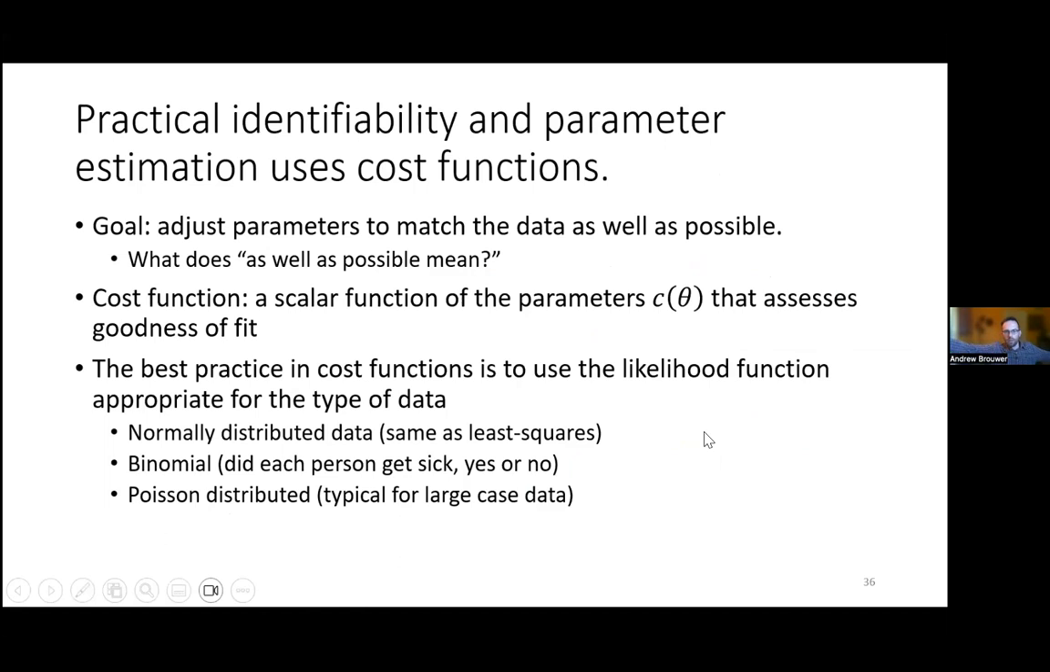And that's the situation we have here. And so the goal is to adjust our parameters, and we're going to use a maximum likelihood context to match the data as well as possible. What does "as well as possible" mean? Well, we'll define a cost function, here a scalar function of the parameters that assesses the goodness of fit. In practice, these cost functions use what we call the likelihood function appropriate for the data. So that might be least squares or Gaussian for normally distributed data. Maybe you want a binomial likelihood if you have yes-no data, Poisson distributed maybe for case data of some sort.